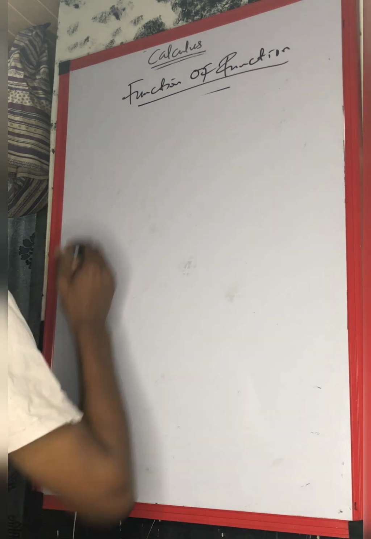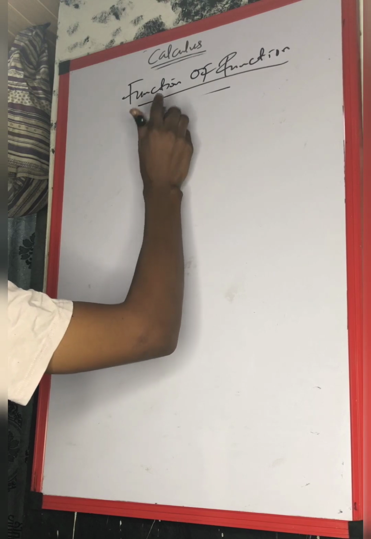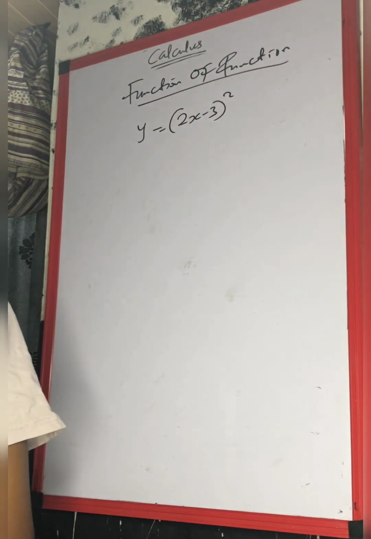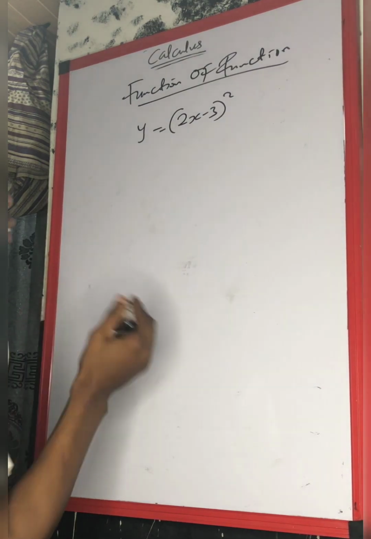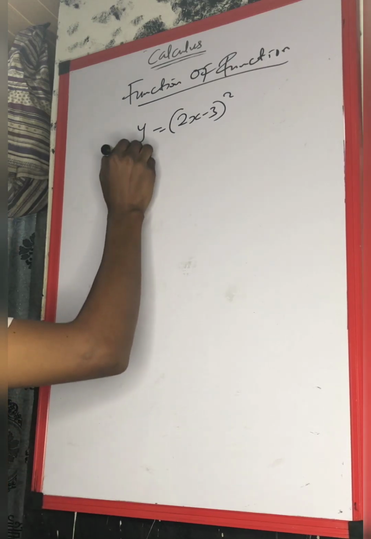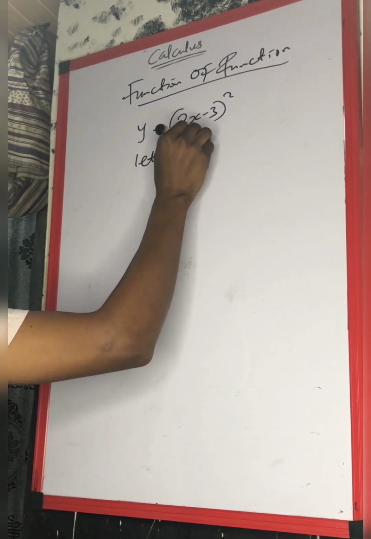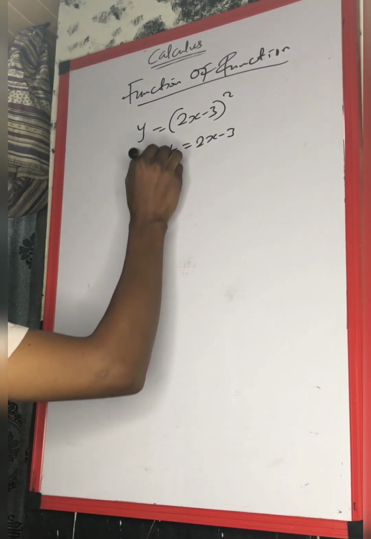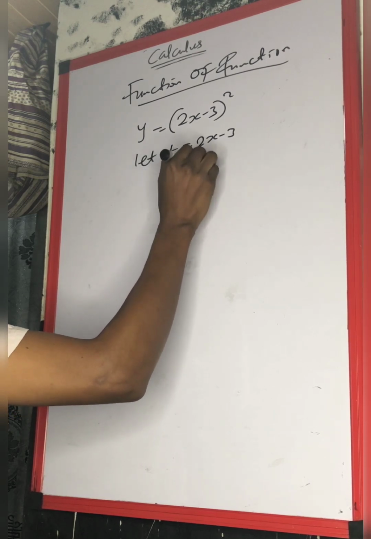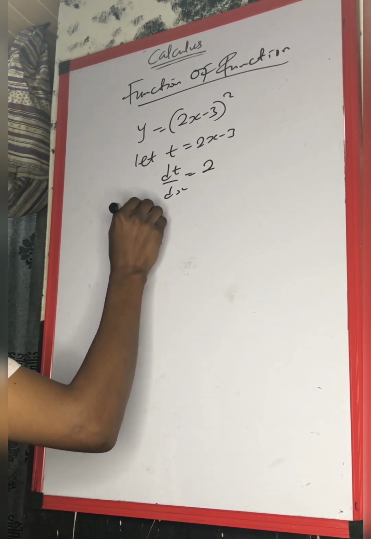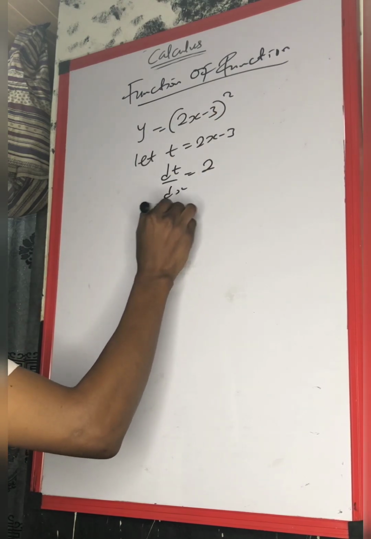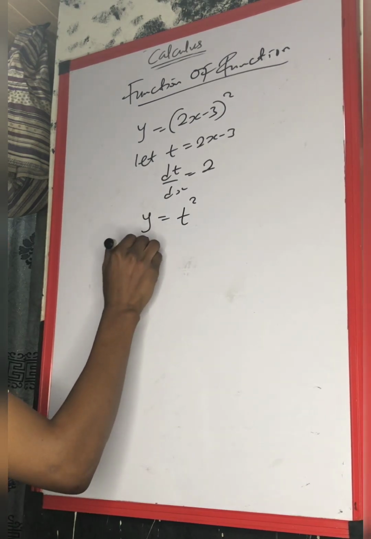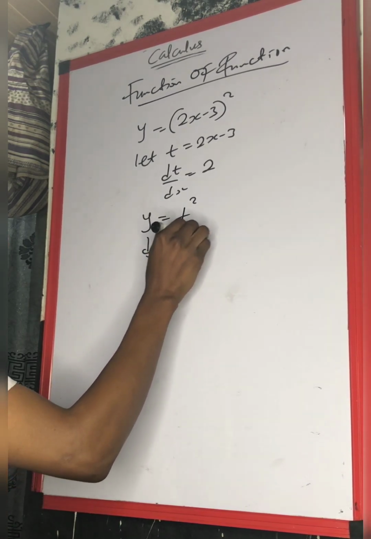So if we have y equals (2x minus 3) squared, and you're asked to differentiate that, let t equal 2x minus 3. So you differentiate t with respect to x, it becomes dt/dx equals 2. So this time around our y will be t squared. So we can differentiate y with respect to t. It becomes dy/dt equals 2t.